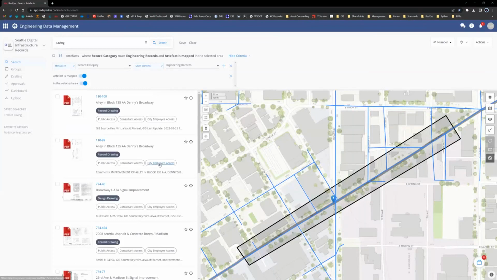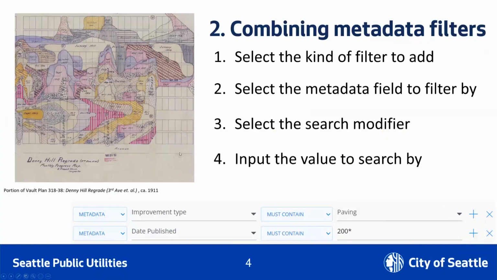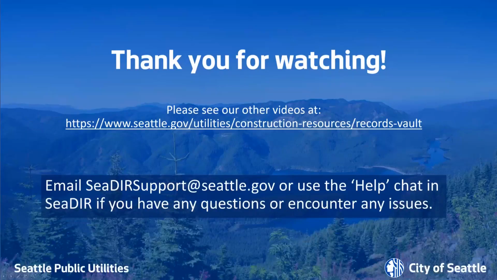In summary, engineering records are best searched by combining map searches with metadata categories and metadata filters. You can also add date filters and keyword searches.